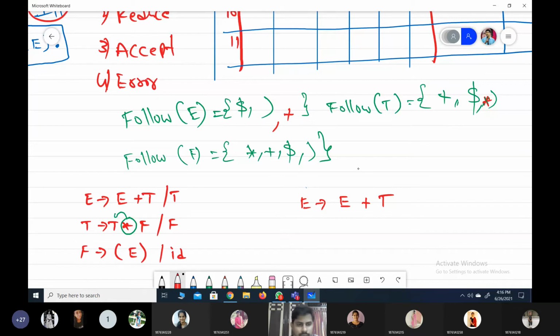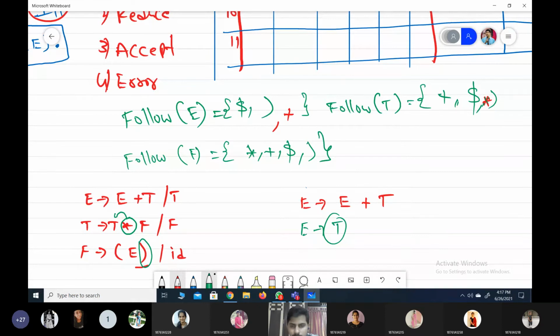And then if you consider F tends to open parenthesis E, close parenthesis, that means the closed parenthesis immediately follows E. So this is also available in follow of E. Is it available? Yes, sir. And E tends to T: whenever the E occurs, E is replaced with T. That means whatever symbols we have in follow of E, all are available in the follow of T also. Cross check it.